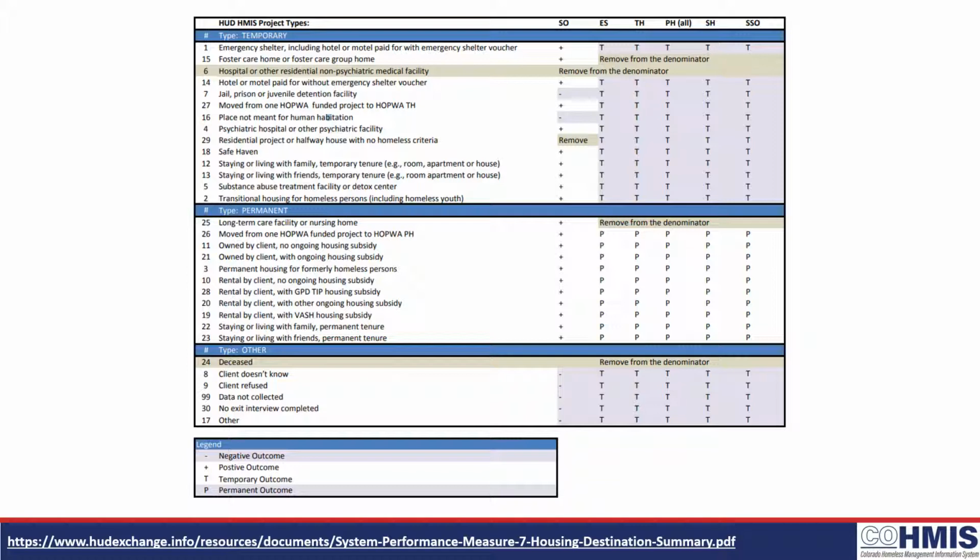This slide contains the full list of destinations HUD tracks within HMIS. I encourage you to pause this slide and to become familiar with what HUD considers a temporary destination versus what they consider a permanent destination. And you can see the different project types and whether or not they're considered positive or permanent outcomes versus negative or temporary outcomes. This is an important slide because it tracks how HUD is measuring programmatic outcomes for all of our projects.